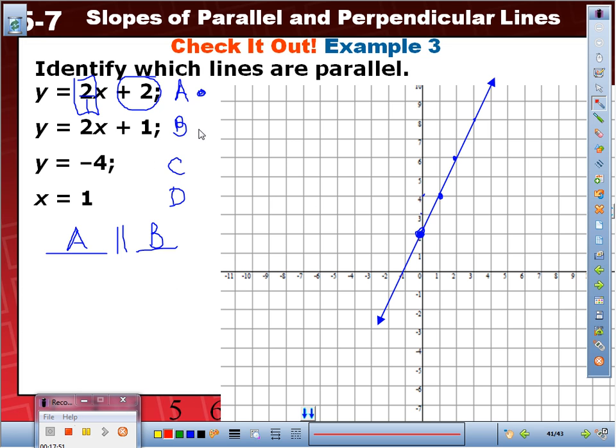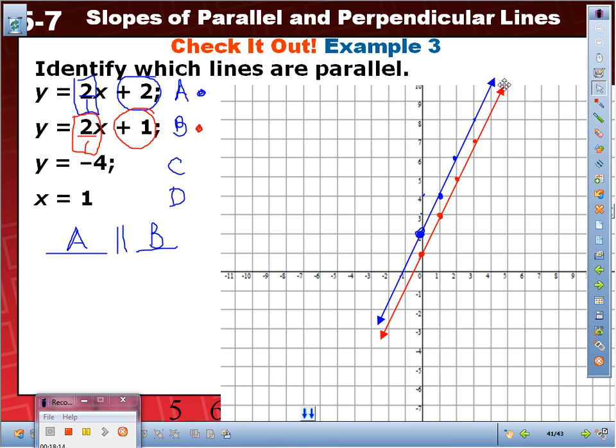I'm going to graph the next one in red. I need my y-intercept, which is at 1. The slope is the same, so it's 2/1: 2 steps up, 1 to the right, 2 steps up, 1 to the right, 2 steps up, 1 to the right. And I graph my line in red. They look almost like they're going to intersect, but they're not because they have the same slope.